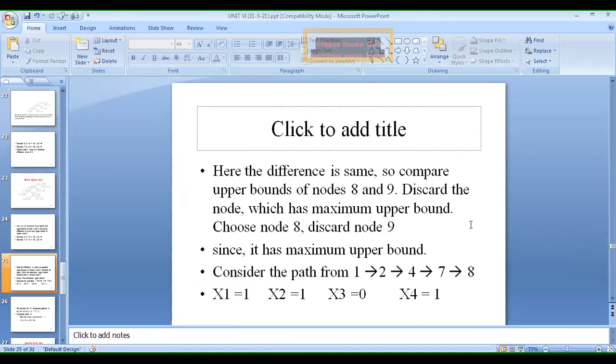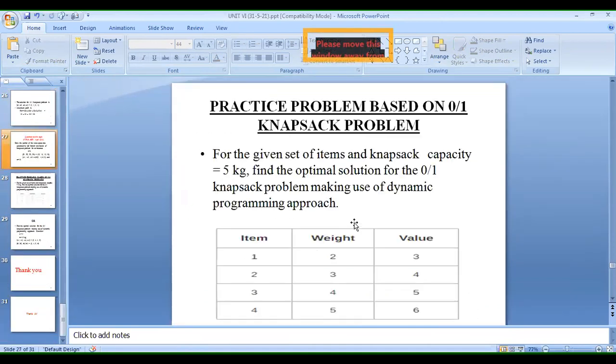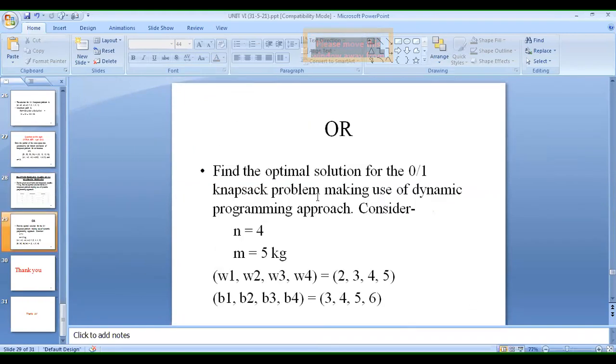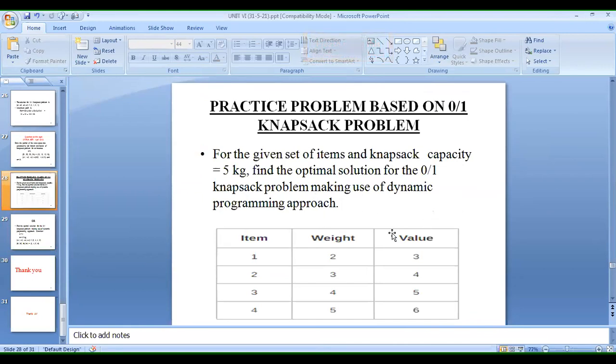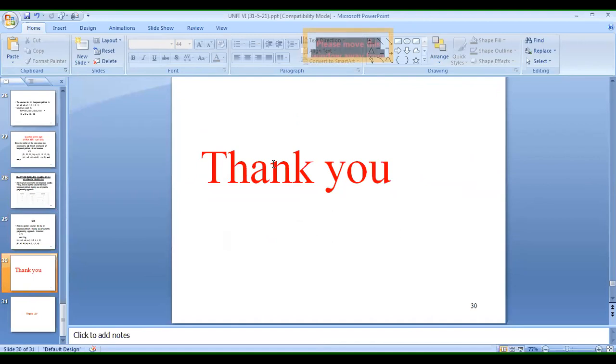Now see, we have the practice problem based on zero one knapsack problem. So you can practice this problem for the given set of items on knapsack capacity 5 kg. Find the optimal solution for the zero one knapsack problem making use of dynamic programming approach. Okay, items are given, weights are given, value is given. So these are the practice problems.